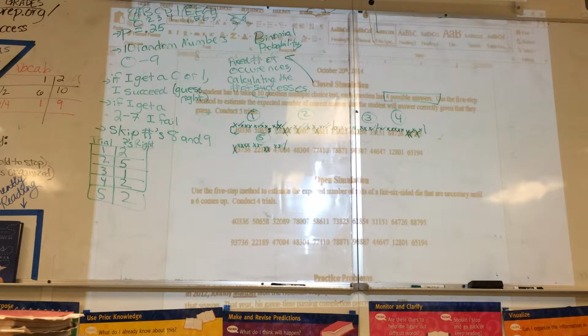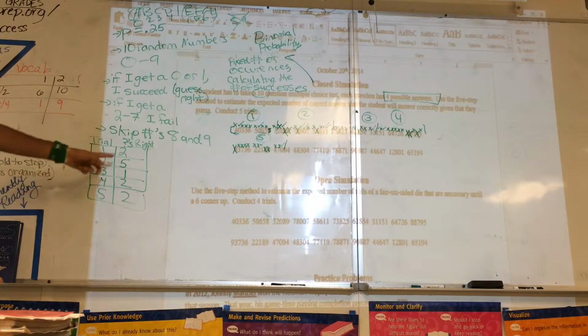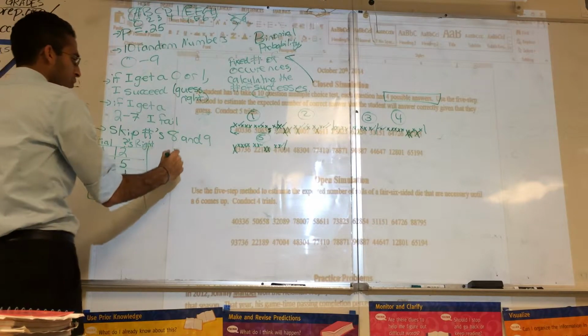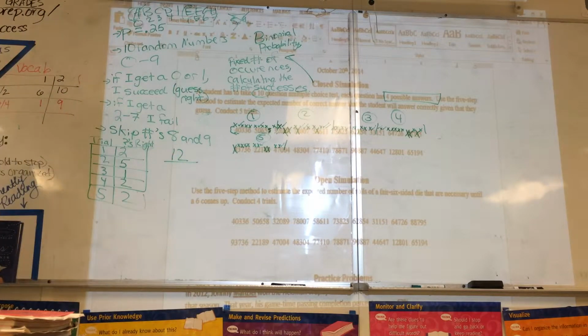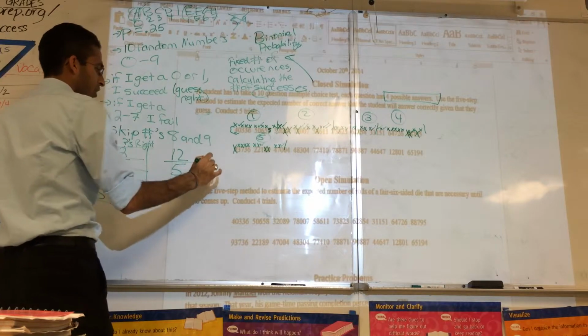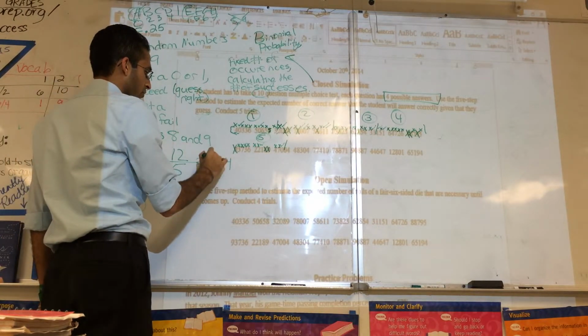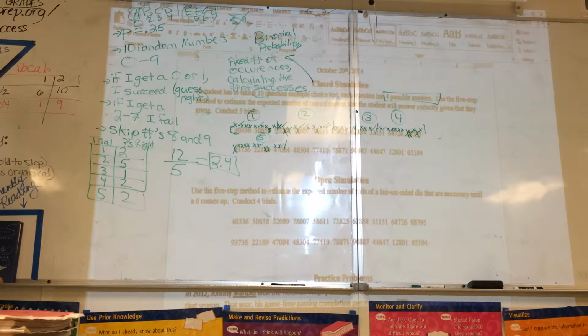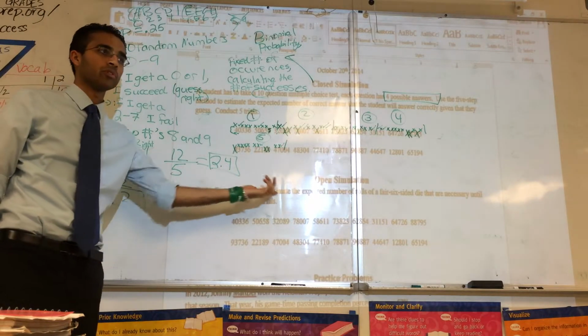So in the 5 trials, how many questions did I get right? 2 plus 5, 7, 8, 9, 10, 11, 12. So I got 12 questions right, and I ran the experiment 5 times. 12 divided by 5 is 2.4. So on average, according to my 5 trials, I should expect to get 2.4 questions right. Sometimes I'll get 2, sometimes I'll get 3, sometimes I'll even get all 10 right, and sometimes I'll get 0, but most of the time I'll get either 2 or 3 questions right.